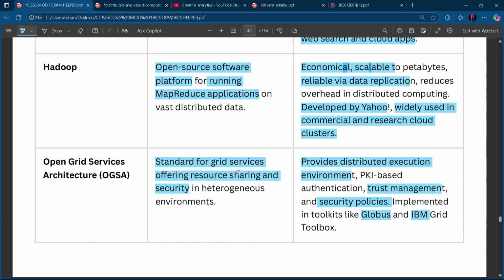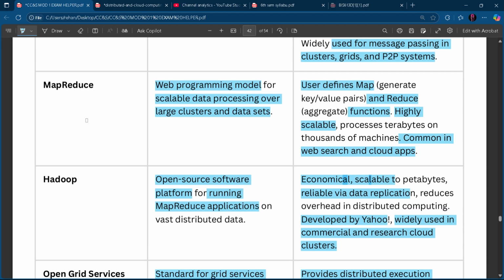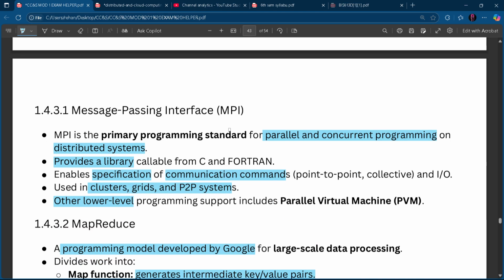Open grid services, standard for grid service offering resource. If I'm not wrong, MapReduce or Hadoop, one of these was launched or introduced from Google. Here is an actual and clear explanation: MapReduce was developed by Google.